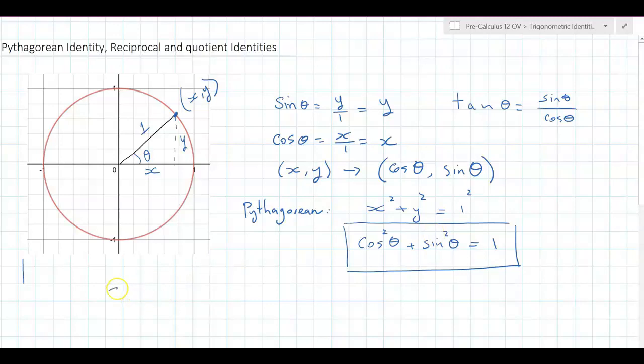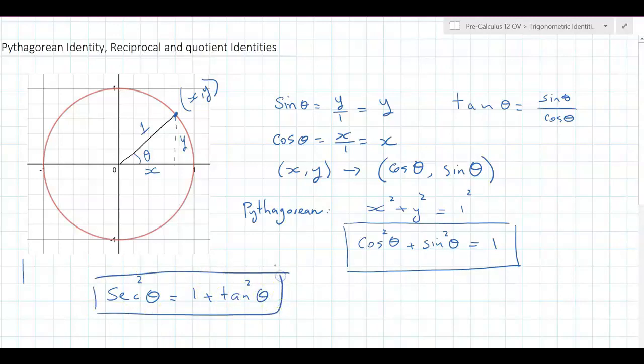Let's deal with the secant first. So secant squared theta will be equal to 1 plus tan squared theta. That's the next one. And the last one is the cotangent, and that would be cosecant squared theta equals 1 plus cotangent squared theta. So all of these are considered to be the Pythagorean identities.